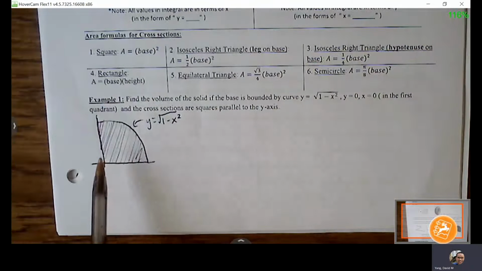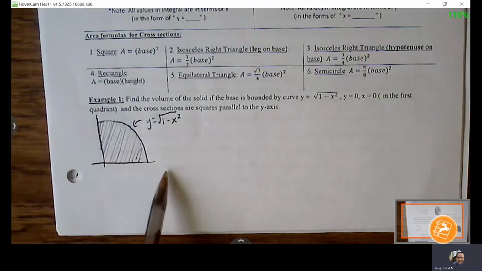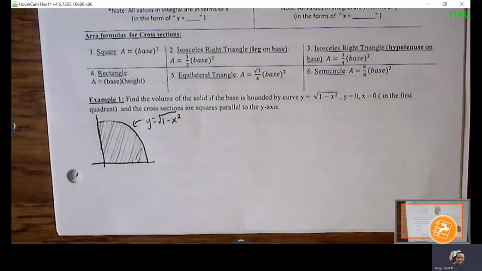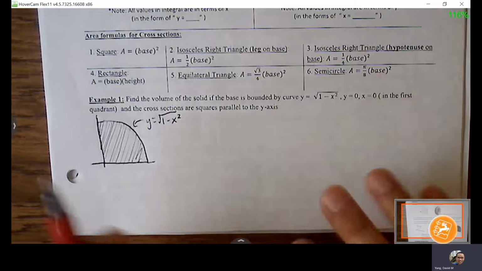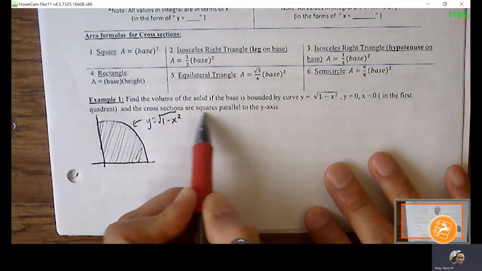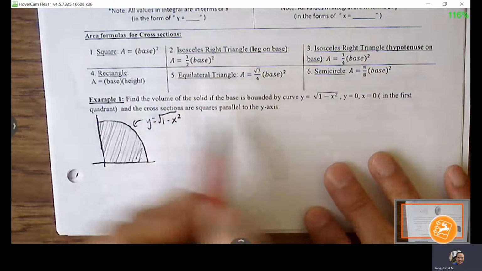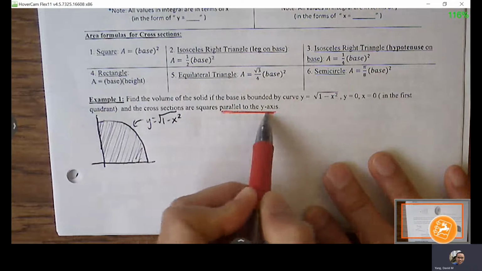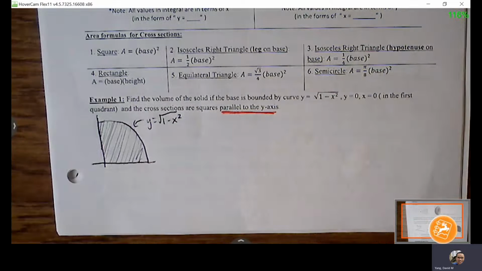Okay, we're no longer going to be rotating, so there's no axis of revolution, but instead, you're going to be told explicitly exactly how and where to draw your rectangular base. Okay, and we're going to be building squares. So we know we're using the square formula here, parallel to the x-axis. So you're always going to be told exactly how to draw your base length.